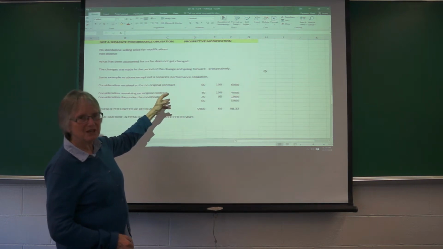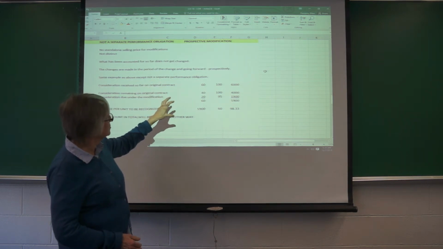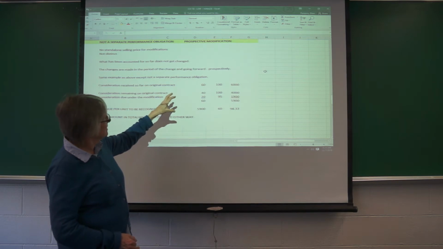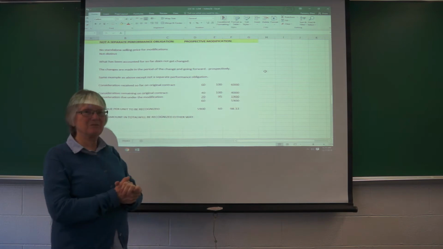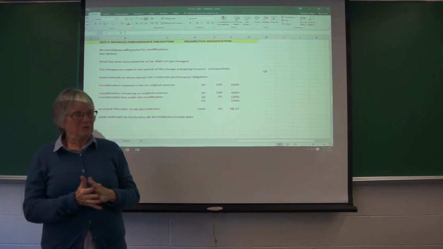You recognize the same amount either way over the total of the contract, but this reflects that it's part of the same contract. It's just a modification of that contract. We treat it as not a separate performance obligation.